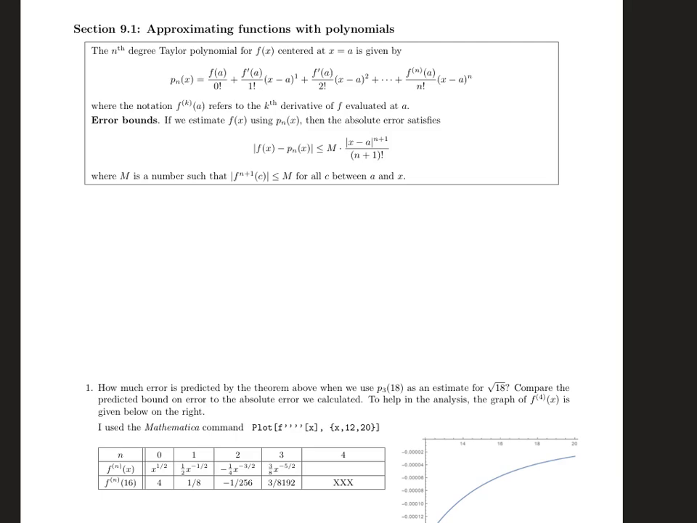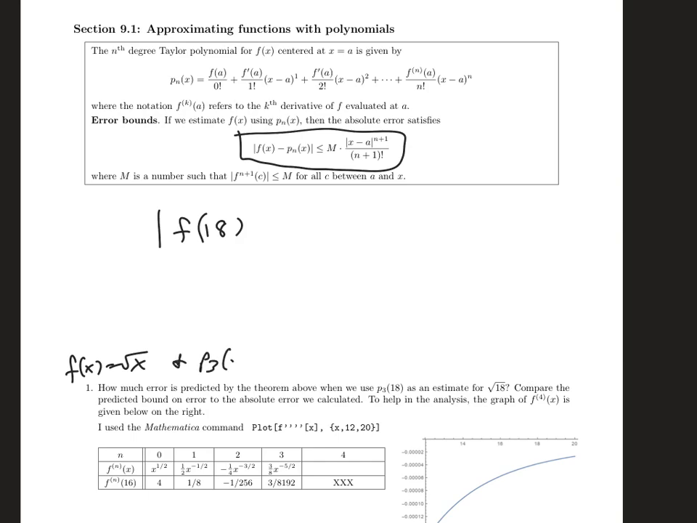Okay, in the previous video, we saw that we could get an upper bound on the error for the square root of 18 by applying this formula that we talked about. It looks like this, and so we found that f of 18, using the function f of x equals square root of x, and the cubic polynomial estimate centered at x equals 16. So that's our value of a.